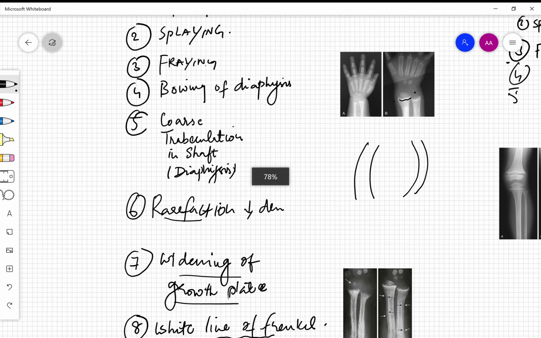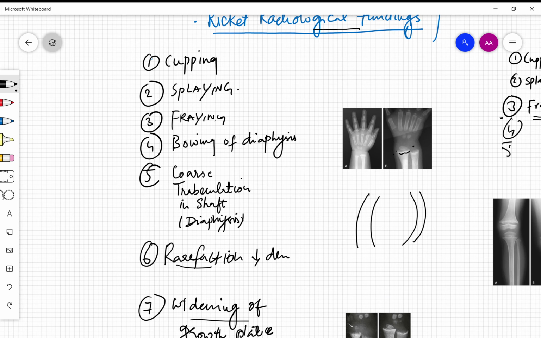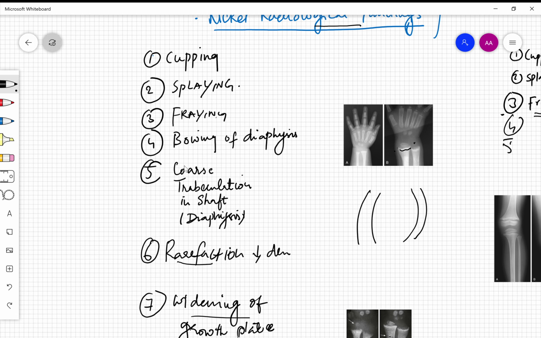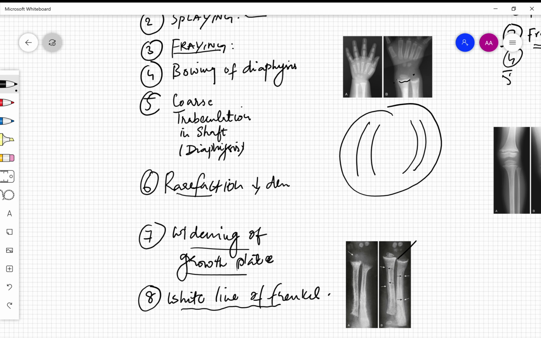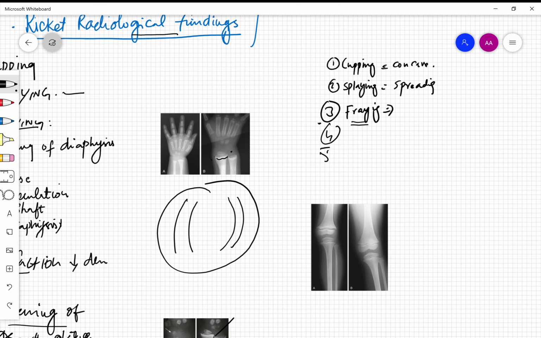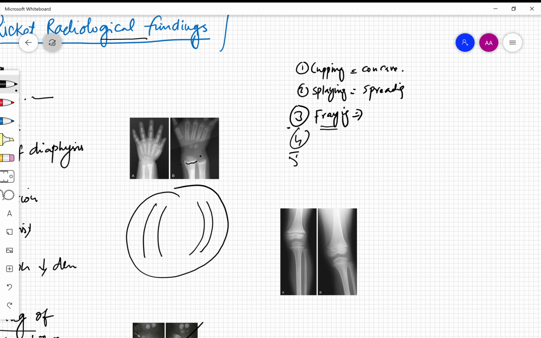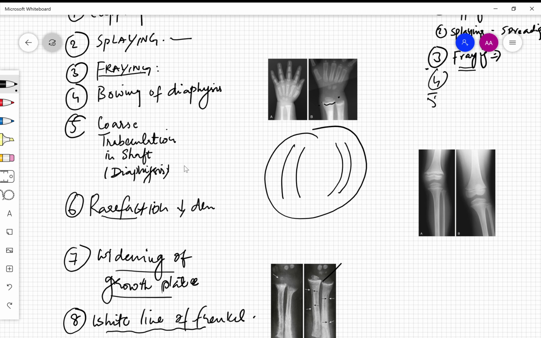So the top findings are cupping, which is concavity; splaying, which is spreading and widening of the metaphysis; fraying, which is losing the sharp border; and bowing of the diaphysis, which can be seen on a long bone x-ray. Coarse trabeculation I have shown you here. Rarefaction I have shown you here, less dense and more dense. Widening of the growth plate I have shown you here, and then I have also shown the white line of Frankel.